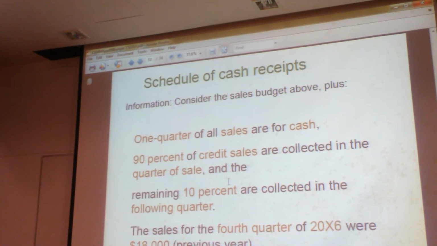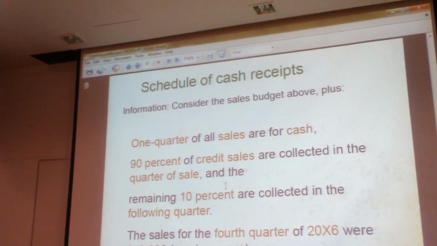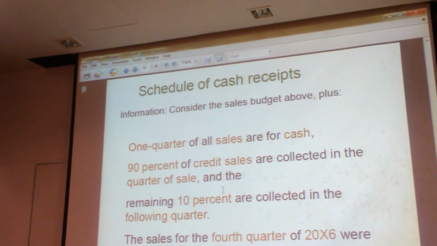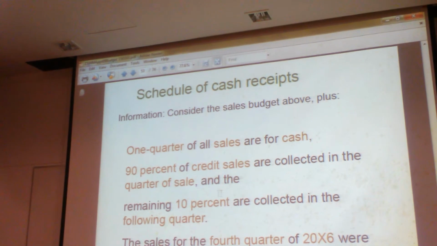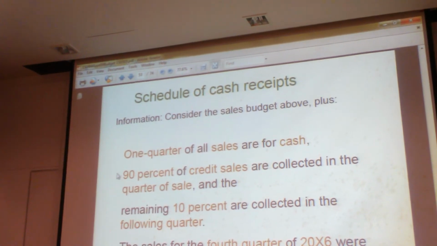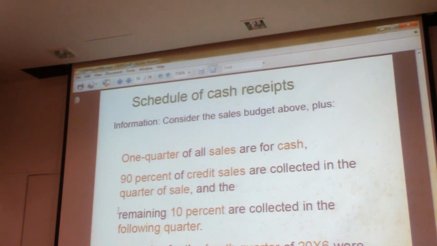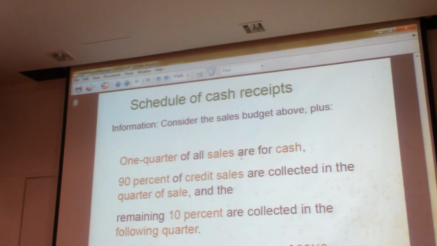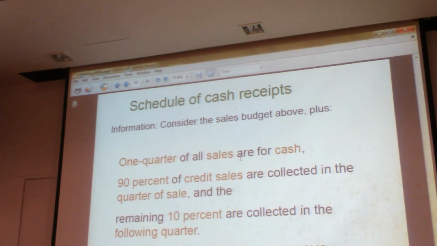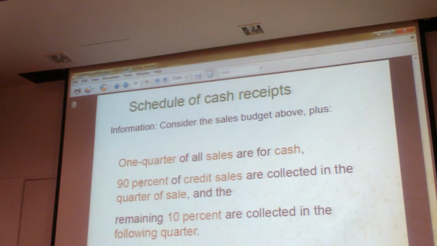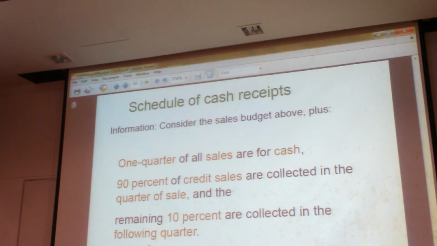The main problem for this question is English. They don't understand what the English is talking about. Okay, now let's see, what does it mean? 1/4 of all sales are for cash, no problem. How about this? 90% of credit sales are collected in the quarter of sales. This is the part that you all have difficulty.